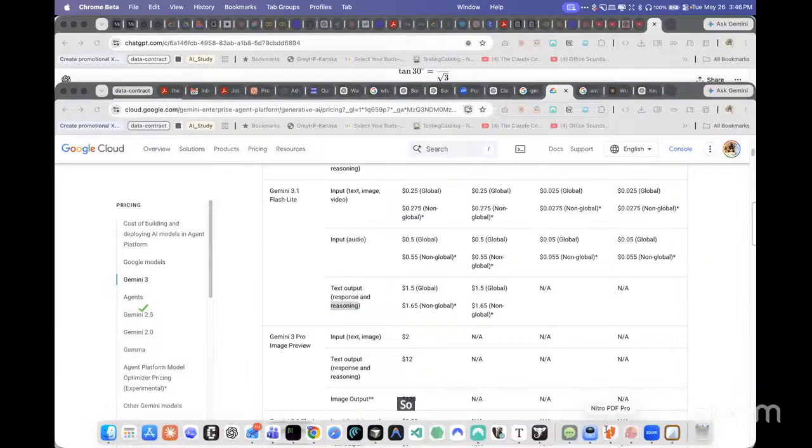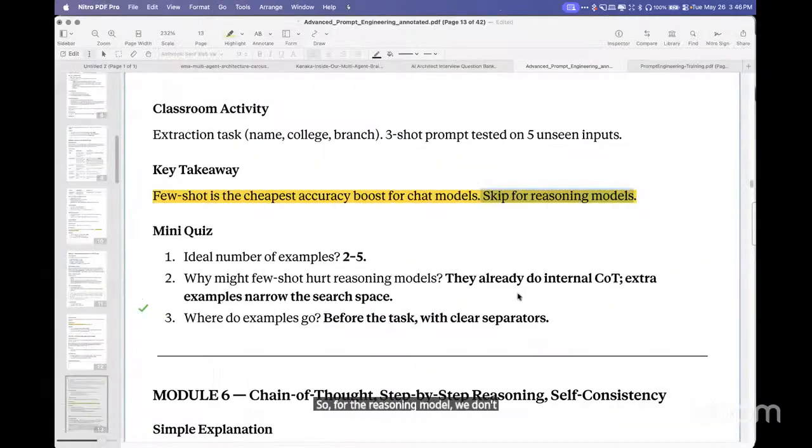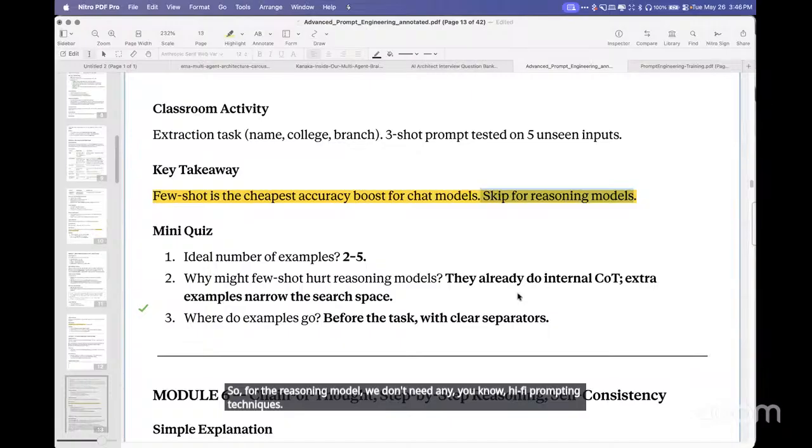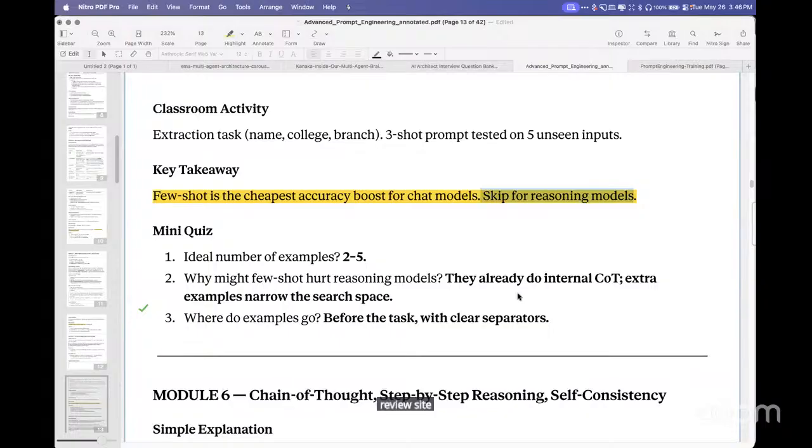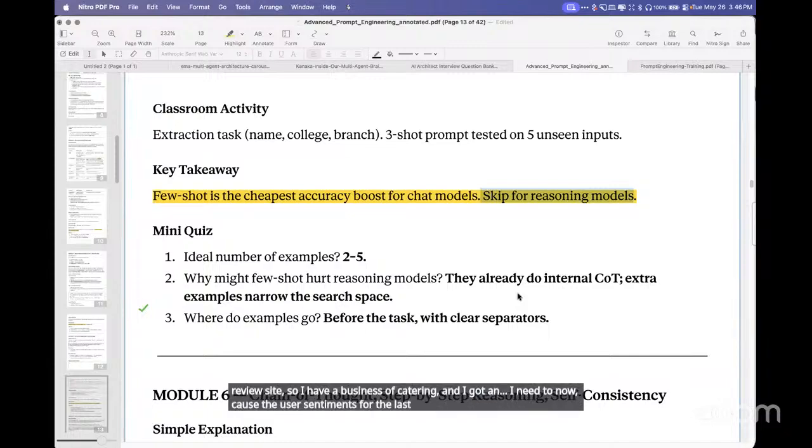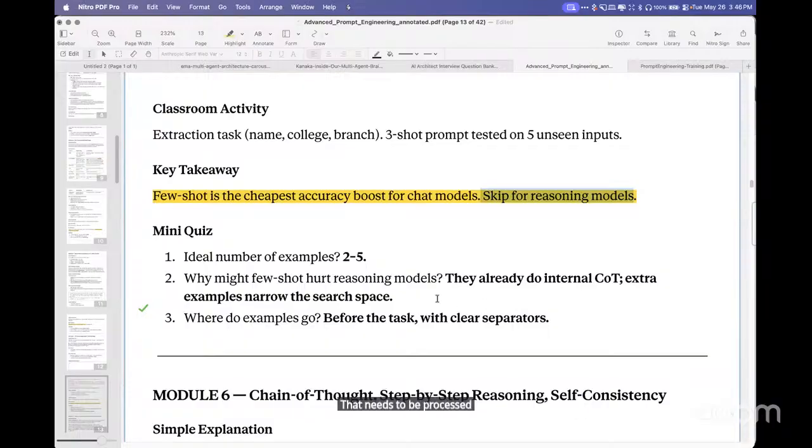So for the reasoning model, we don't need any hi-fi prompting techniques, but in a professional or, say, enterprise application way, where we need to produce a vast amount of data. I have given an example regarding the review site. I have a catering business, and I need to gauge the user sentiments for the last 1 year. Whatever reviews there are on my Google site for the last 1 year need to be processed using this LLM. So this means I need to process a vast amount of information.